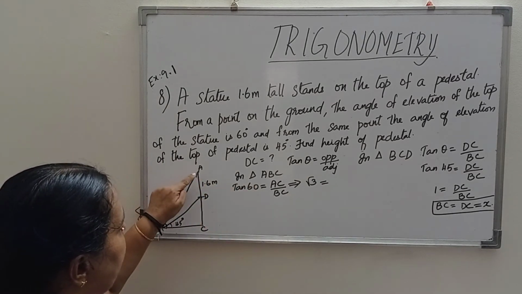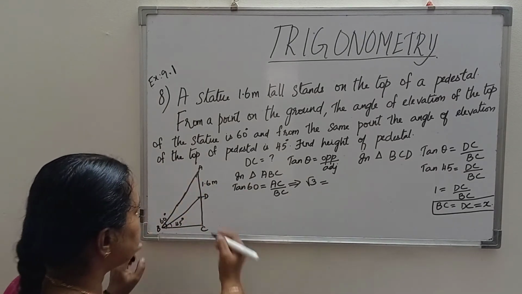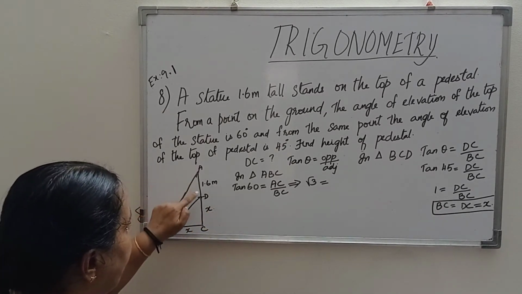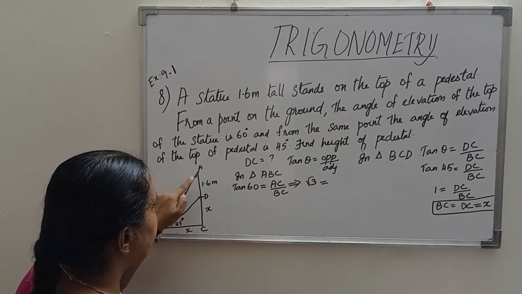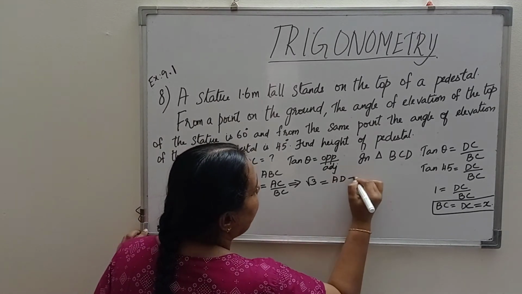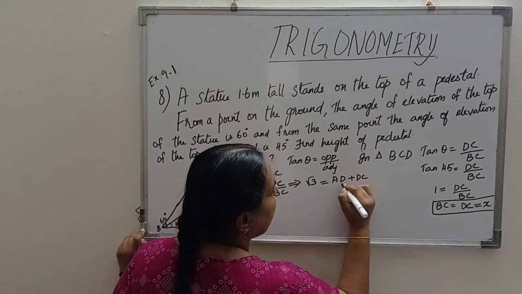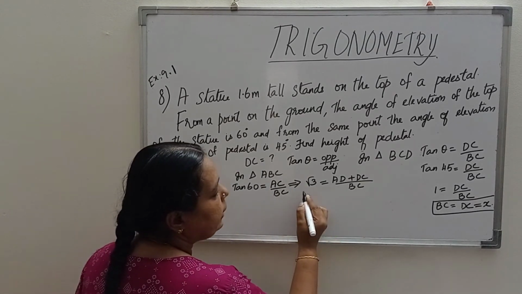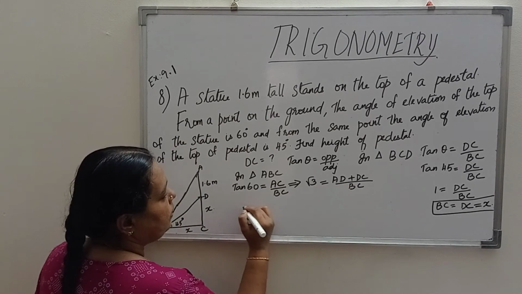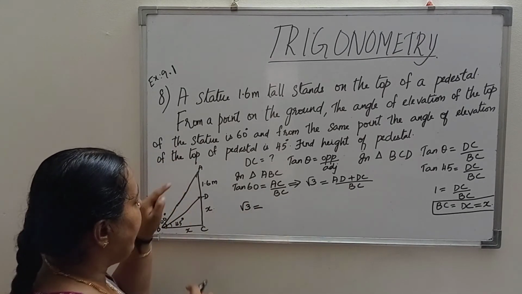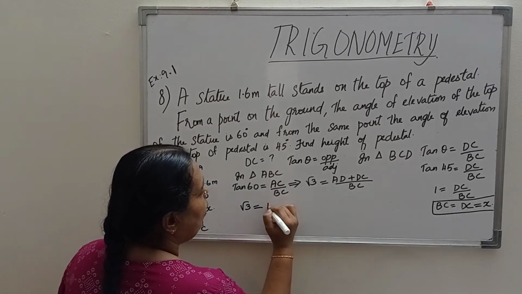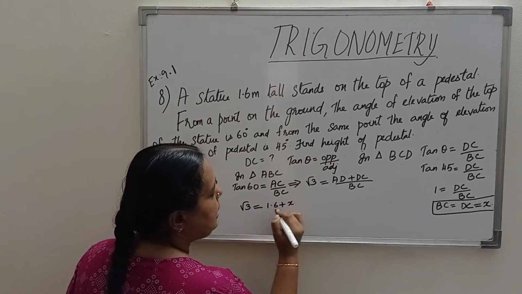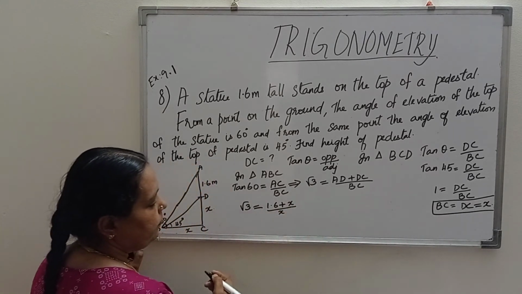Here AC is split into AD plus DC. Let's have DC as X and BC as X. So instead of AC, we are writing it as AD plus DC by BC. So root 3 is equal to AD plus DC by BC. What is AD? Measurement of AD is 1.6. Instead of DC, we will be writing it as X. 1.6 plus X divided by X.